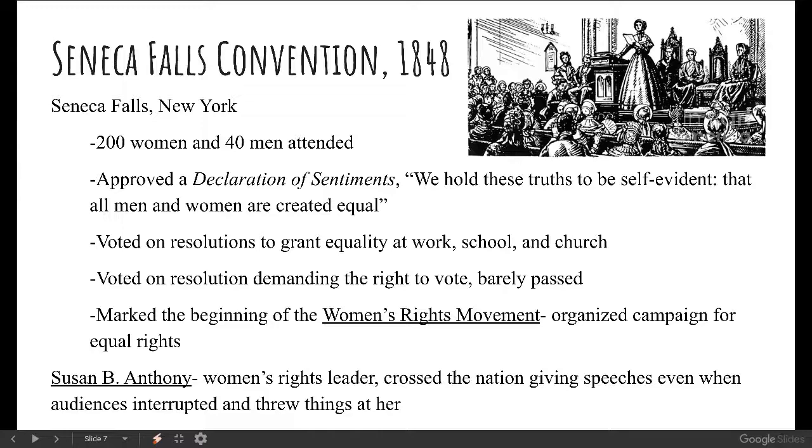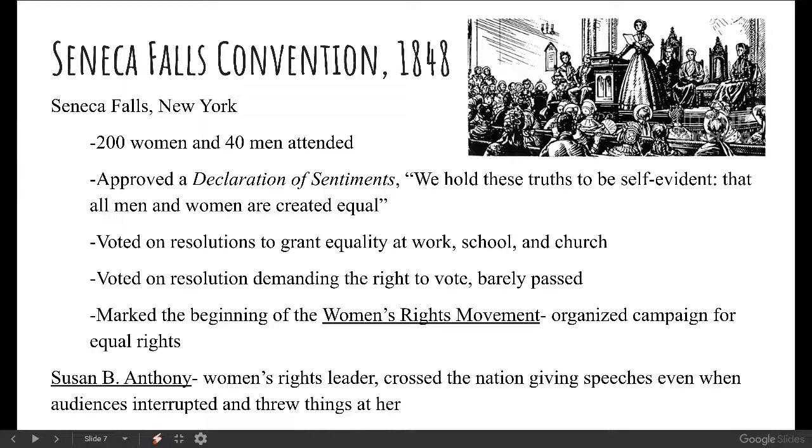We have this really famous one: "We hold these truths to be self-evident, that all men and women are created equal." So it said things like that. They also voted on resolutions to grant equality in various places in society, at work, at school, and in church, giving women more rights and equality there. They voted on a resolution demanding the right to vote, something that wasn't very popular at the time.